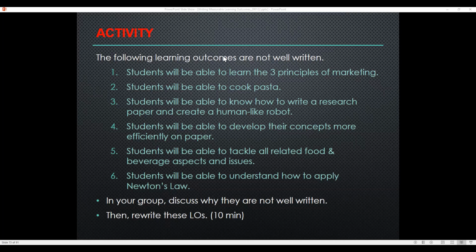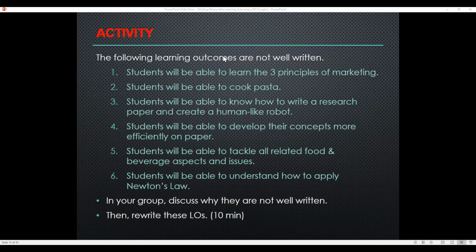I don't know whether we change the LO totally. We change it completely. Yeah, because you're not sure of the nature and intention of that course, right? Yeah. Whatever lah, we just put it. Write a research paper about a human-like robot. Okay. All right. About a human-like robot, yeah.